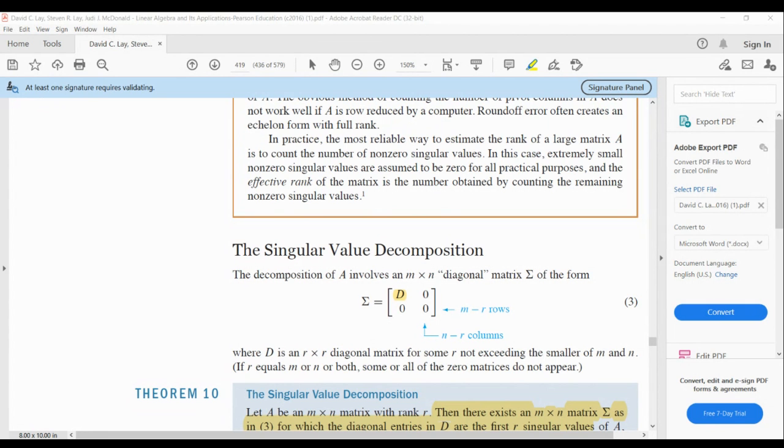So actually, let me go back into the notes here. And you notice that they have m minus r rows and n minus r columns. So let me justify those blue comments there. Now that you've seen that, let me go back into the notes here.